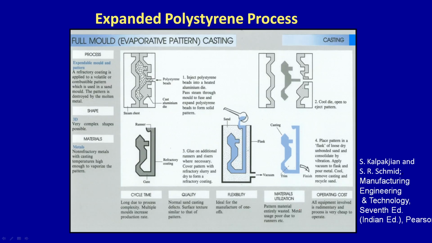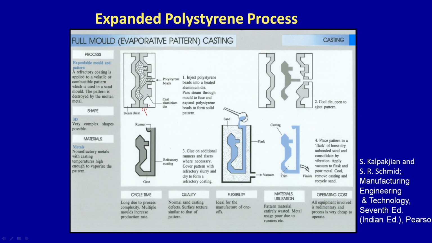Well, there are other expendable processes like the expandable polystyrene process. What is it? Basically, this is a mold. You can clearly see this is inside a mold. You inject polystyrene beads, easily available in the market, into a heated aluminum die. This is made of aluminum, which is heated, right? And then what will happen? Then this is pressed. The two pieces of the die are pressed. First you put the beads inside, and then it is pressed, right?